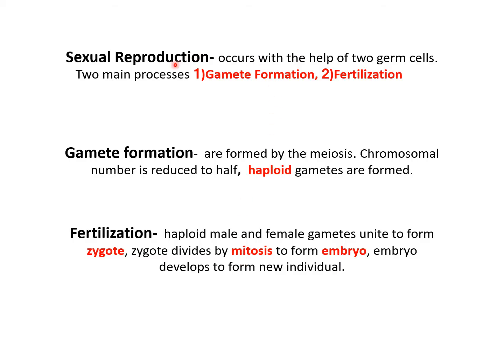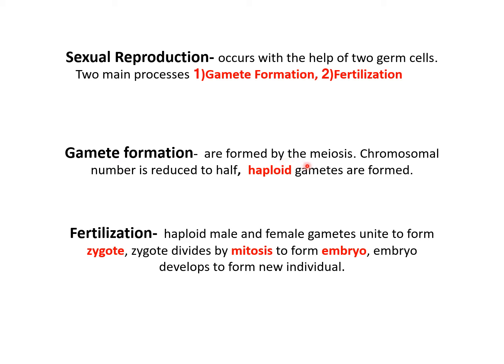Now, what is meant by sexual reproduction? It occurs with the help of two germ cells, that is male gamete and female gamete. These are the two germ cells. There are two main processes in sexual reproduction, gamete formation and fertilization. Now, what is meant by gamete formation? Gametes are formed by meiosis.